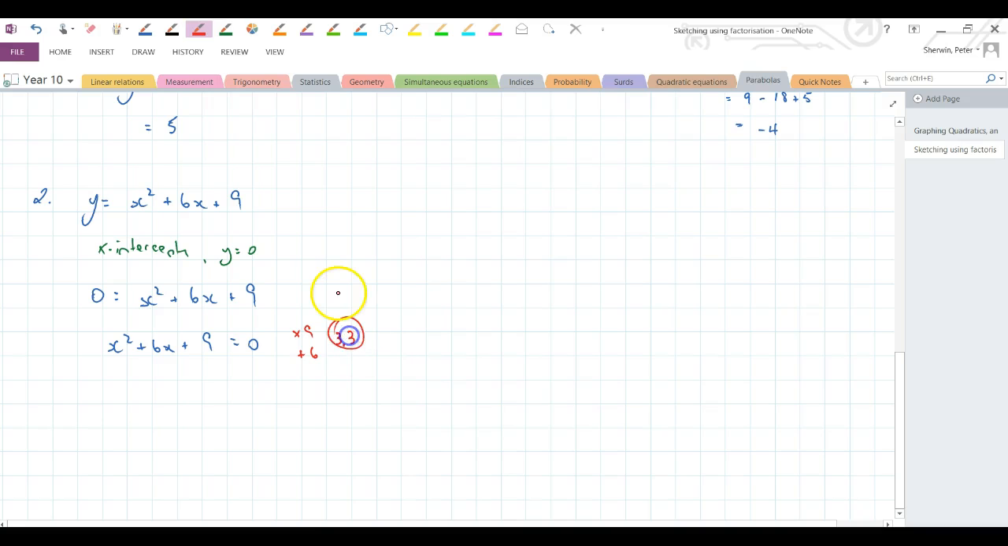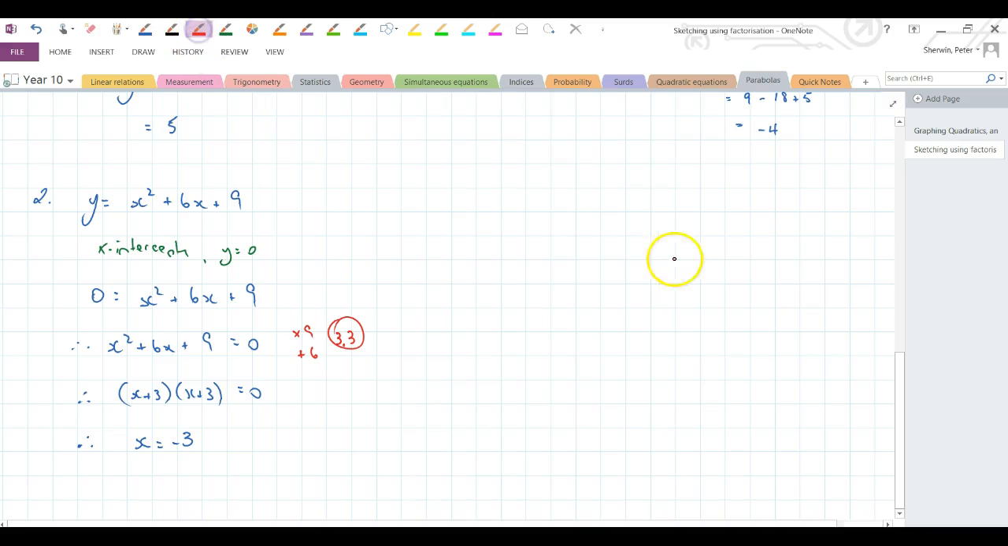3 and 3 does the trick. So that means it factorizes to x plus 3, x plus 3. Look at that. That's what we call a perfect square, isn't it? It's a square quadratic. So my solution is just minus 3. I've only got one solution. x equals minus 3. I've got one x-intercept.